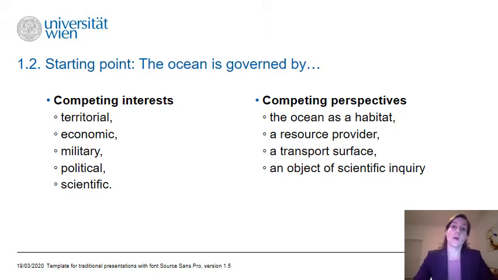But then the ocean is also an object of scientific inquiry, of interest for scientists that want to reveal the connections between ecosystems, the kind of species that live in the ocean, and also, for example, how climate change affects the ocean.